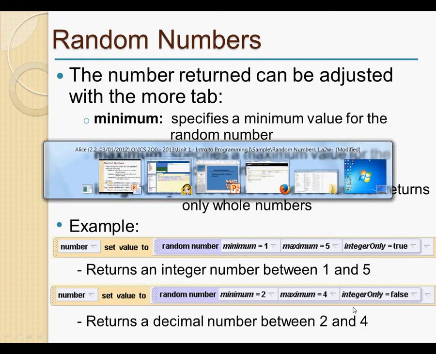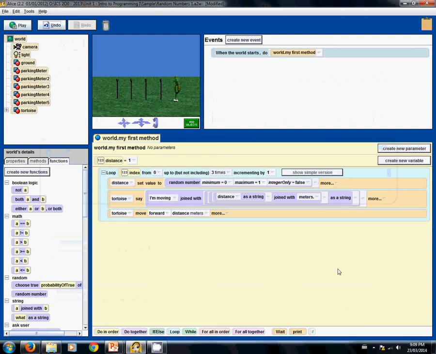If we want to look at some example programs where we could use this, here's one. In this program, I'm going to have a tortoise, and the tortoise is going to move forward a random distance between 0 and 1 meter. I've put some bars here in the world that are spaced 1 meter apart so we can see the difference in the distance that he's moving. To do this, I've created a variable called distance. And I've set up a loop that's going to run 3 times so that I can see him moving a different amount each time he moves.